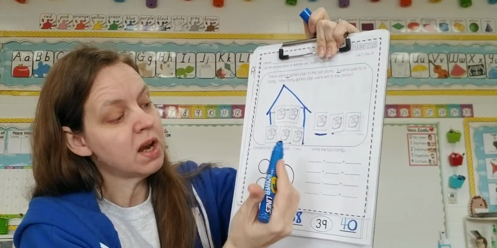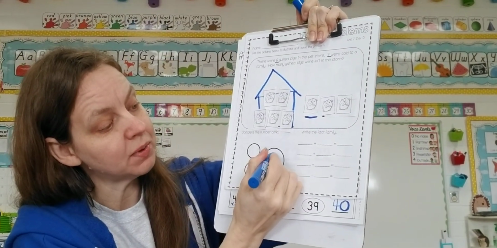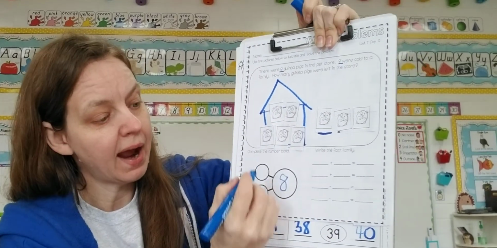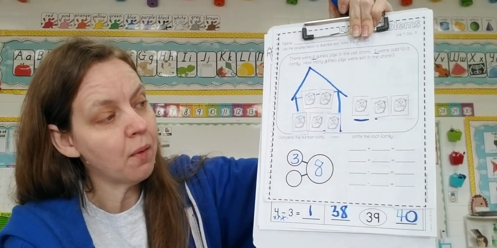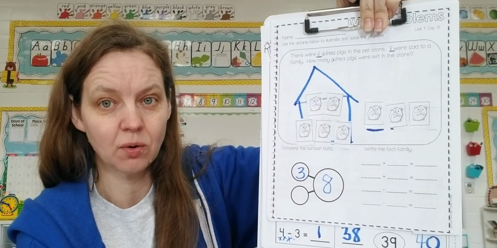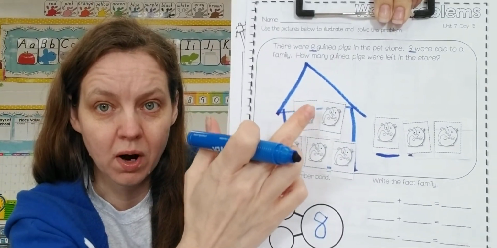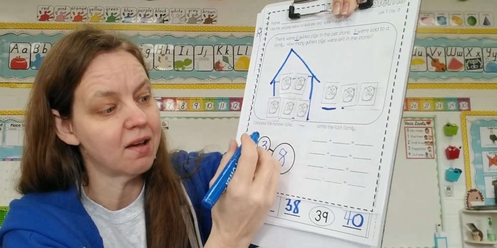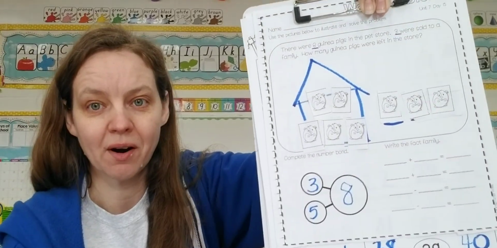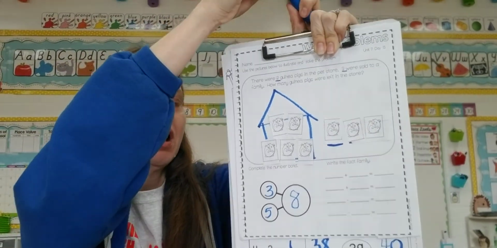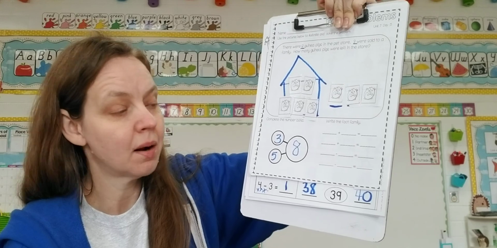All right. We know 8 is the total number, so it's going in the big circle. And 3 were sold. Now we have to figure out how many are still in the store. So let's count our friends still in the store. 1, 2, 3, 4, 5. 5 is the third number of our number bond. Okay, we're going to make our number sentences over here.